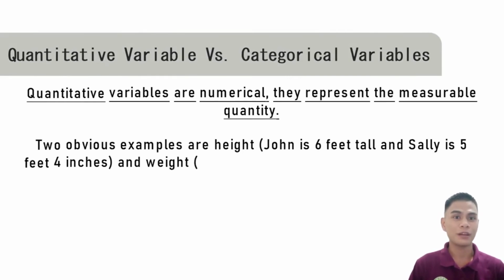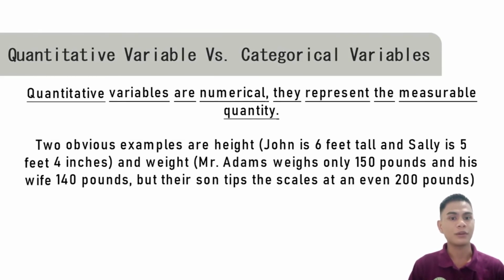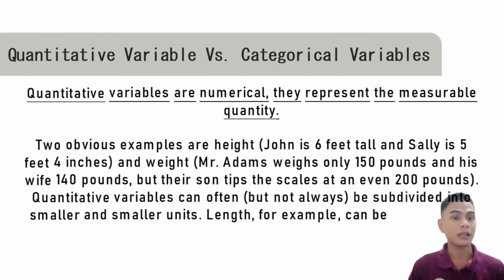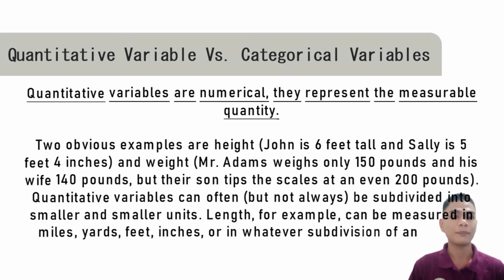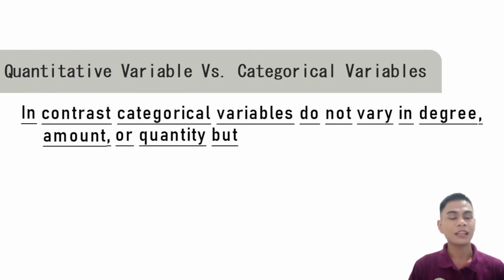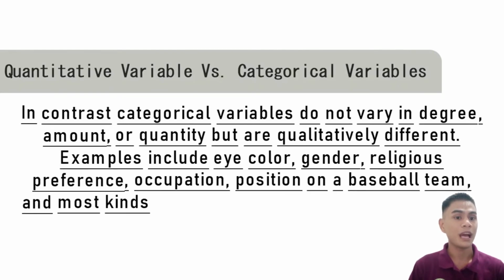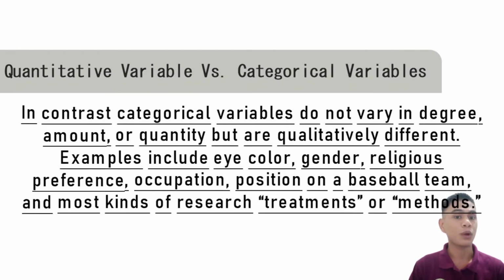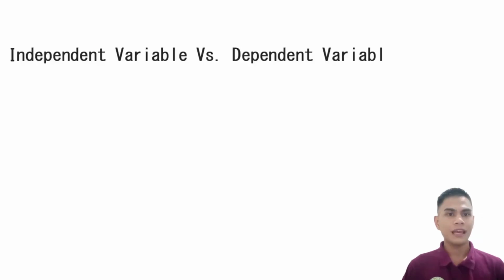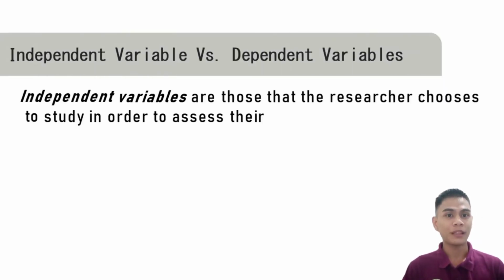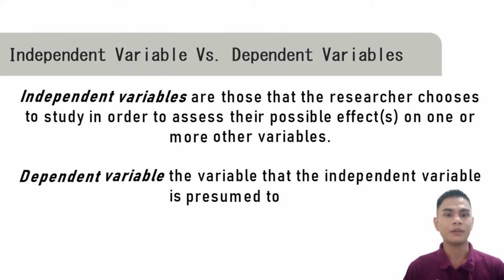First is the quantitative variable versus the categorical variable. Quantitative variables are numerical. They represent a measurable quantity. There are two obvious examples, such as height and weight. In contrast, categorical variables do not vary in degree, amount, or quantity, but rather are qualitatively different. Examples include eye color, gender, religious preference, occupation, position on a baseball team, and most kinds of research treatment or methods.